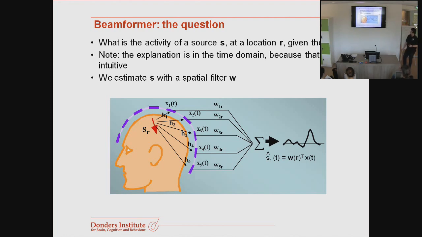So this is what a beamformer is. You estimate the sources with a W, and W is a set of coefficients, also called a spatial filter, that allows you to estimate. S hat is the estimation of your source, by considering the data that you measure on the sensor level.